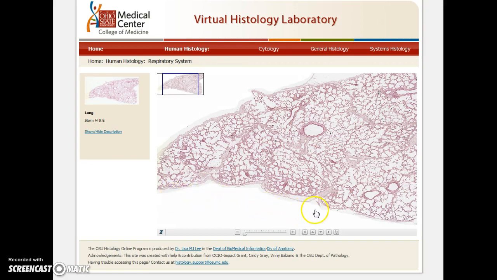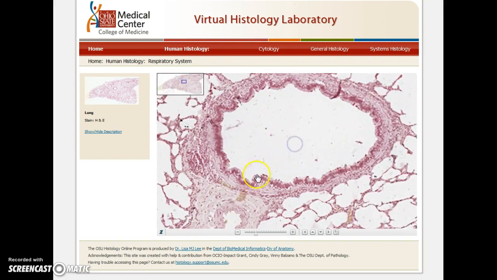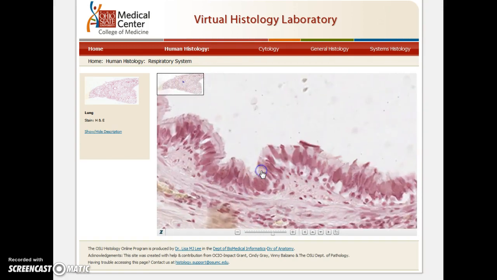Okay, we want to be able to identify the difference between a bronchiole and the alveoli. Now the bronchiole, here's one right here. And as I zoom in here, we can actually see that it is still pseudostratified ciliated columnar epithelium, and there is actually a layer of smooth muscle tissue surrounding the outside of that epithelial tissue. And remember that we can have bronchodilation and bronchoconstriction based on what's going on with that smooth muscle tissue.